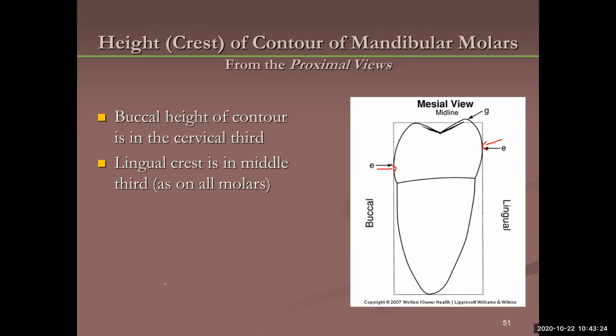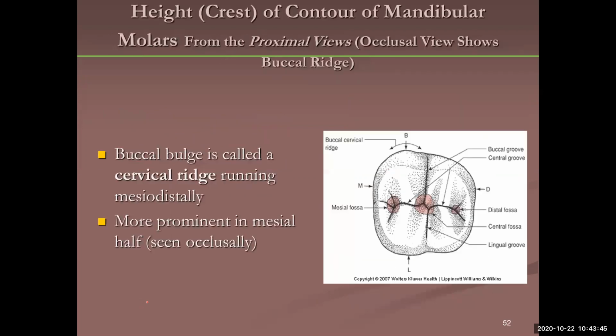I've got that reversed. The buccal height of contour is in the cervical third. The lingual height of contour or crest of curvature is in the middle third, as it is in all posterior teeth. There's something called a buccal bulge. It's more prominent on the mesial half.